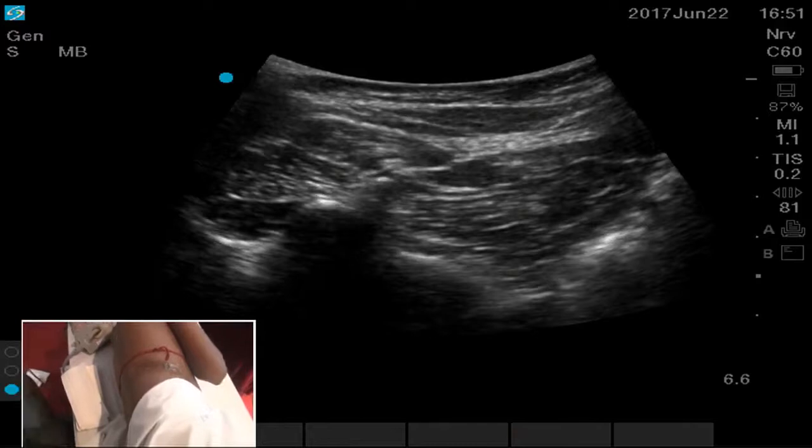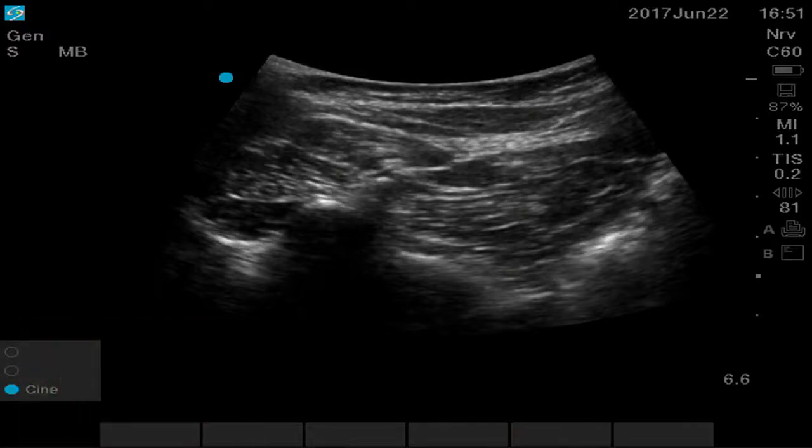Now if you look at this image, this is the shot of the transverse process, and this is the psoas muscle, and this is the fascia of the psoas muscle, and this is the quadratus lumborum muscle, and this is the anterolateral surface of the vertebral body. This entire muscle is the psoas muscle, and this is the quadratus lumborum muscle, and this is the fascia of the quadratus lumborum, whereas this is the fascia of the psoas muscle.